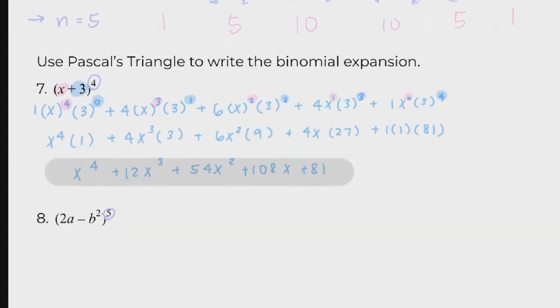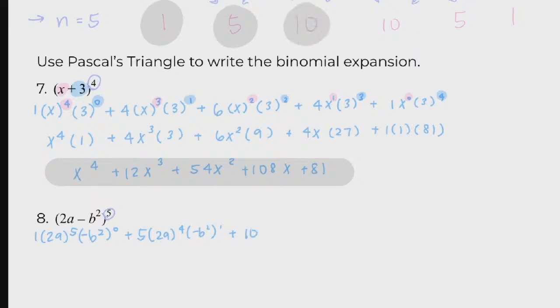So for the first coefficient, we're going to start at 1. So we have 1 and then 2a to the 5th, so it's going to match the exponent for the problem, and negative b squared to the 0. Next is 5, 2a to the 4th, negative b squared to the 1st.